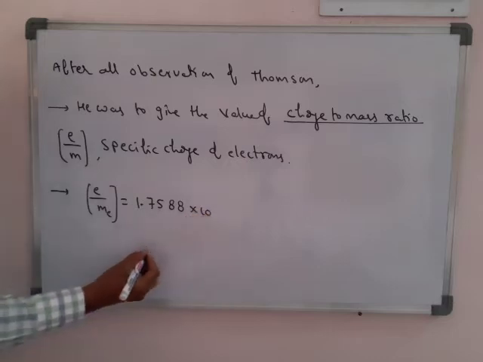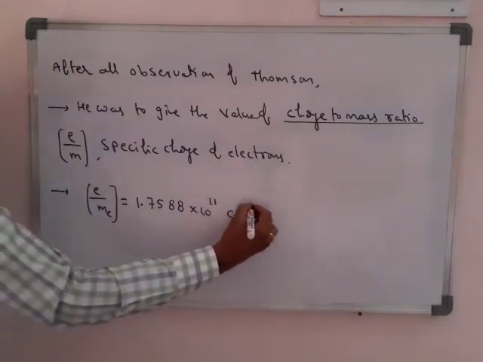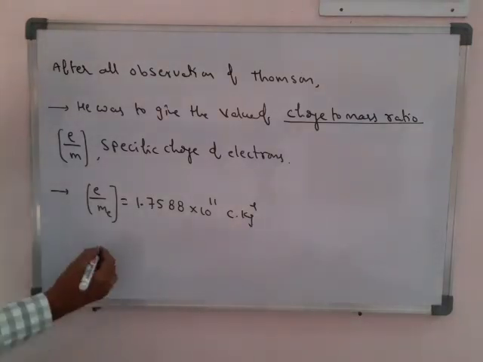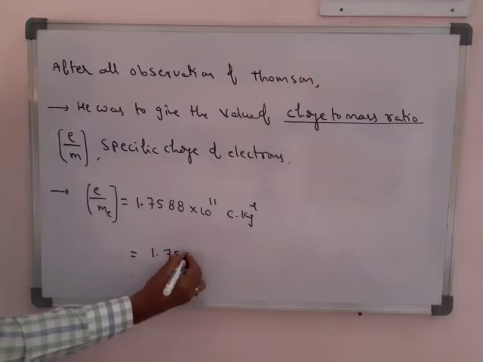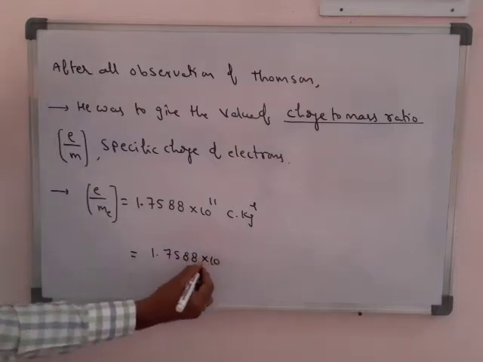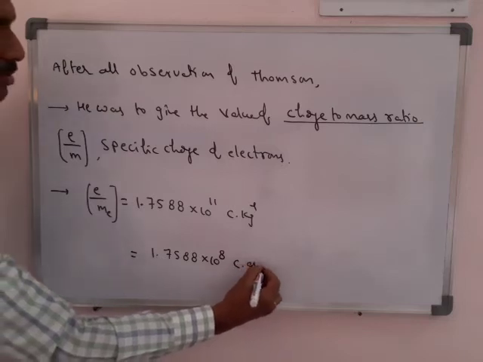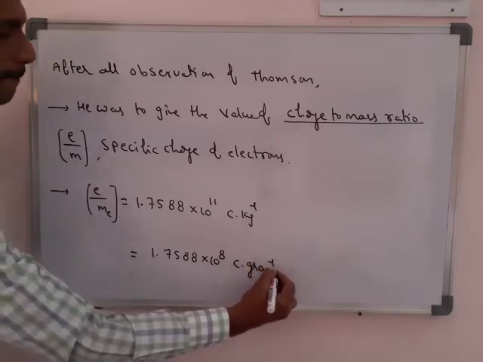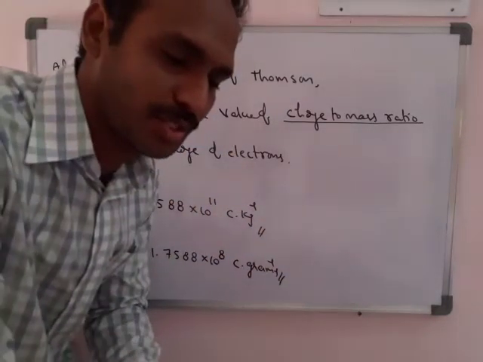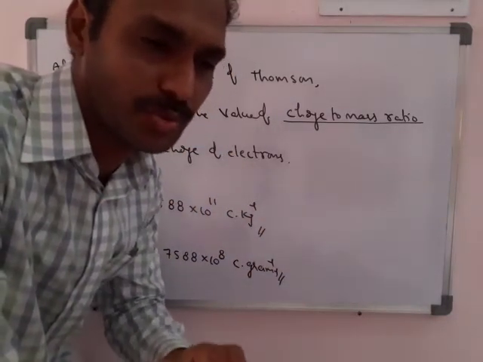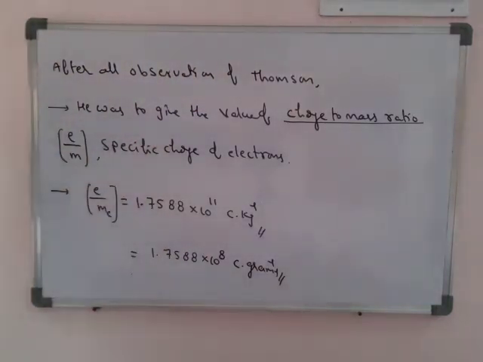There is no particular derivation for it. The value is 1.7588 × 10^11 coulomb per kg, or it can be written as 1.7588 × 10^8 coulomb per gram. So this is the charge to mass ratio of electrons. We have to remember this every time.